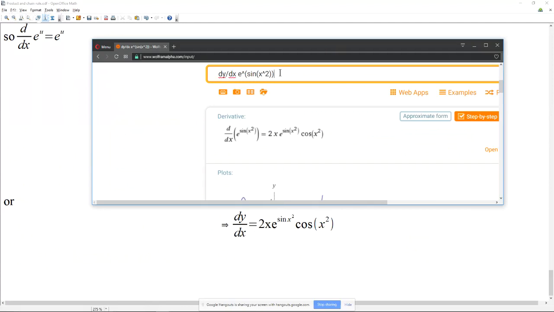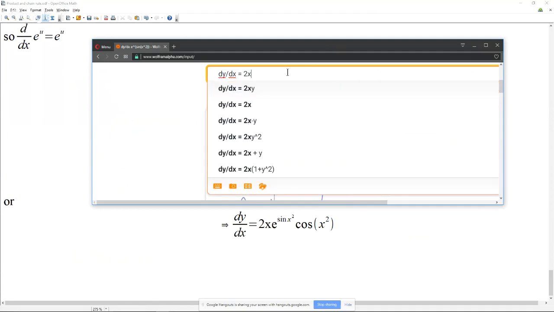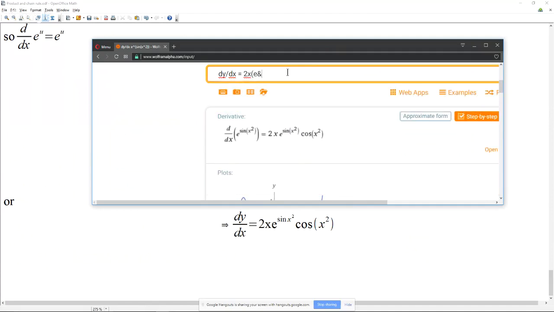Now, if you wanted to find out, can we take this one even further? Can we go and apply the chain rule again? Well, let's find out. Let's write it out. So dy dx equals 2x. I'm gonna use brackets here because Wolfram Alpha really likes to have things written in a specific way. Cosine x squared. Okay, let's see what it comes up with here.